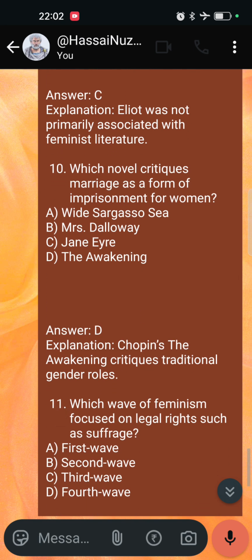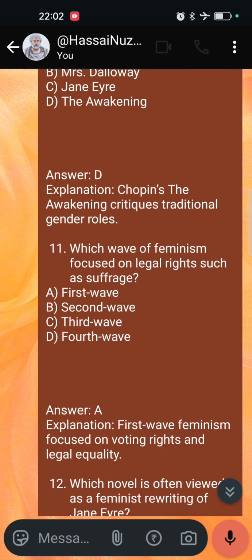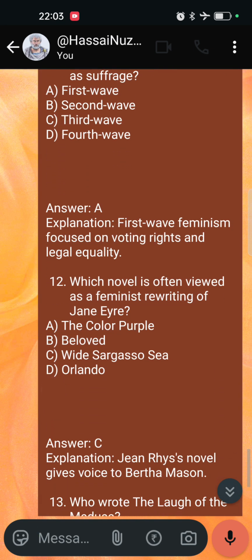11th question. Which wave of feminism focused on legal rights such as suffrage? Answer A. First wave. First wave feminism focused on voting rights and legal equality. 12th question. Which novel is often viewed as a feminist rewriting of Jane Eyre? Answer is C. Wide Sargasso Sea. Jean Rhys's novel gives voice to Bertha Mason.